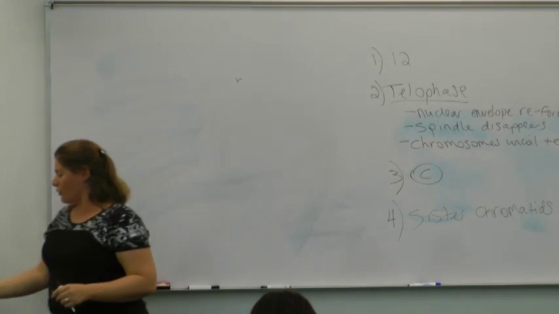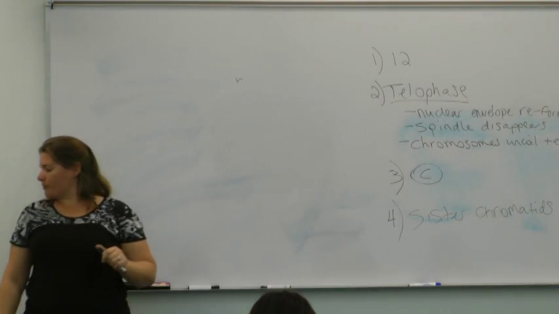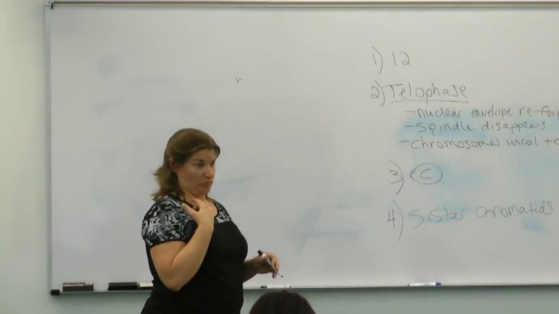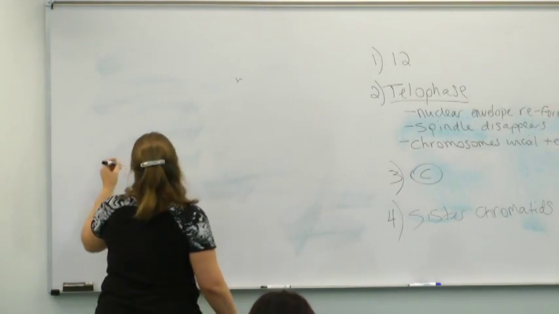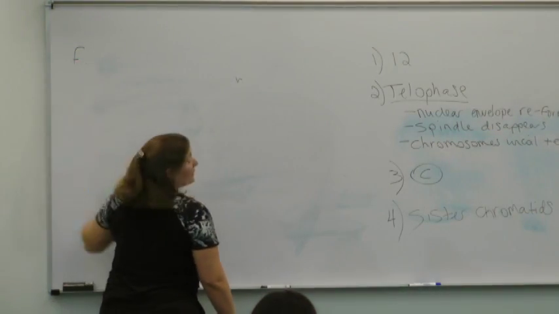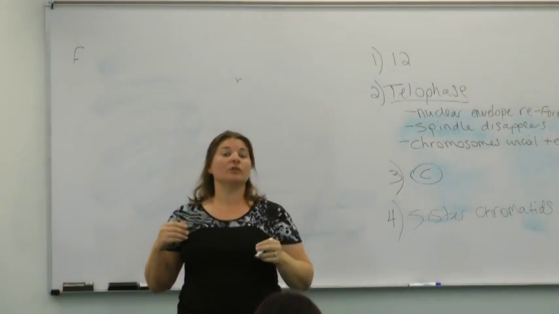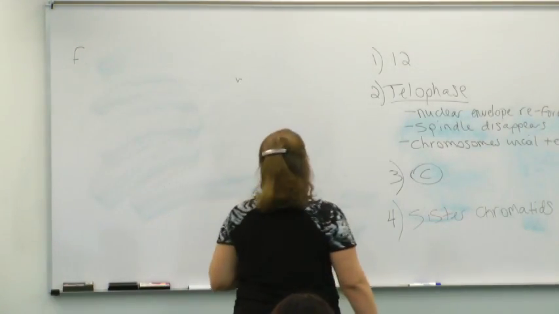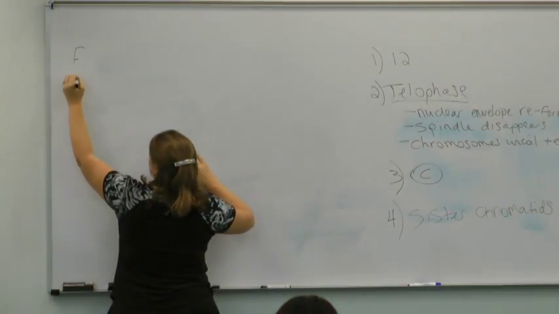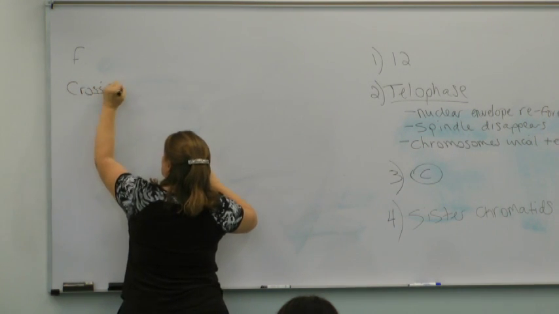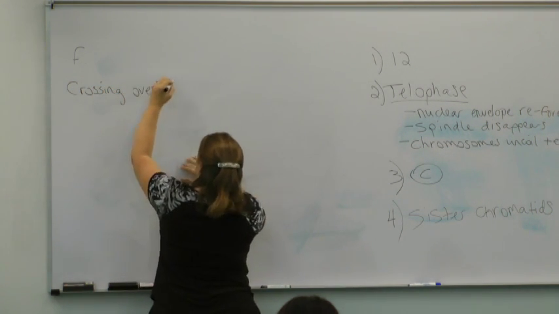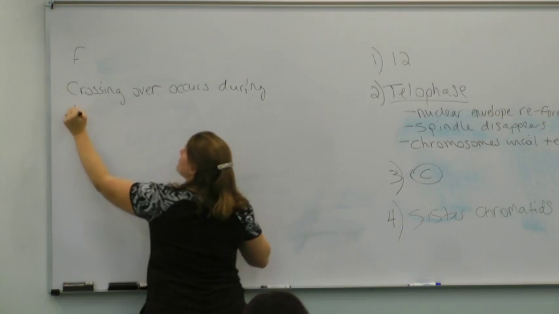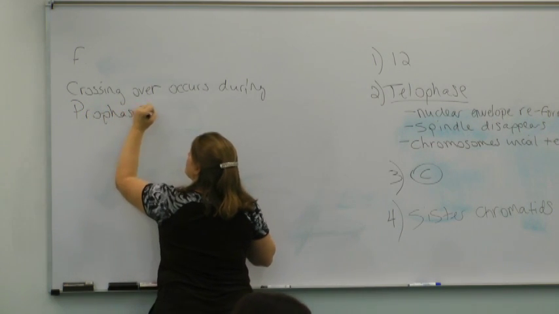So number 8, true or false? Crossing over occurs during prophase 2 of meiosis 2. It's false. What's the correct statement? That's right. Crossing over occurs in prophase 1 of meiosis 1. So the statement as it was written was false because crossing over occurs during prophase 1 of meiosis 1.